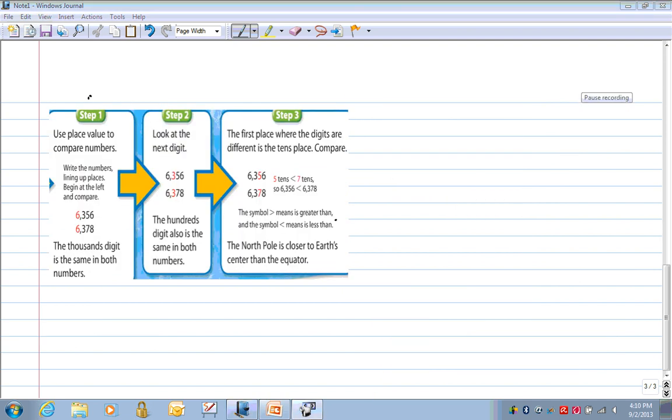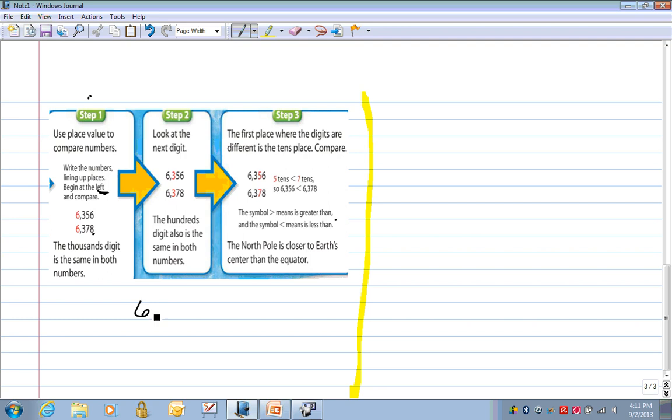The last part of place value that we're going to talk about today is comparing numbers. And if you look at the left-hand side of our two-column notes, you will see that it says use place value to compare numbers in step 1. It tells us to write the numbers lining up the places, and that's very important that you have your place values all lined up so you can compare them properly. And the next big thing that you need to really remember is that you're going to begin at the left and compare.